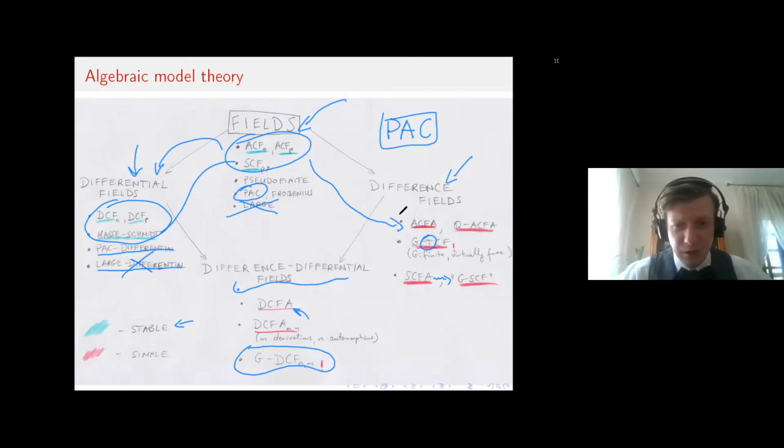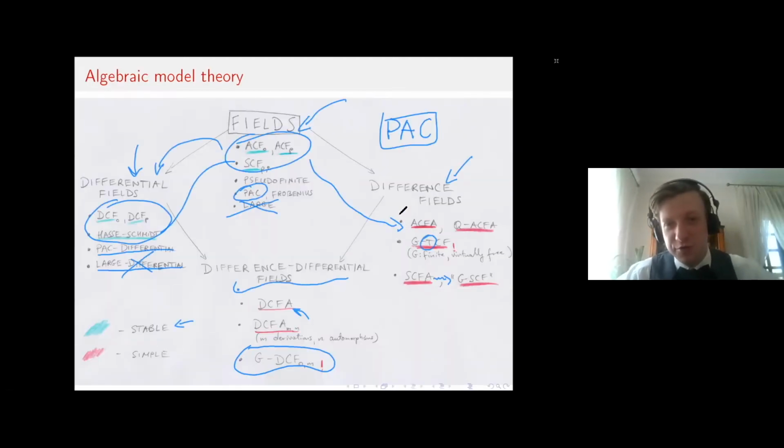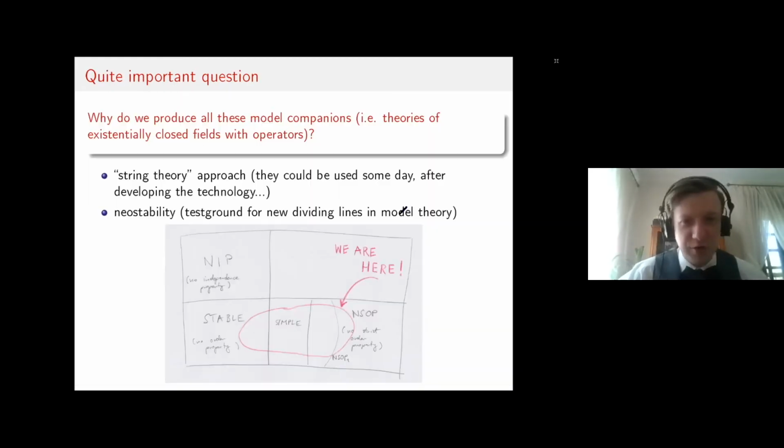So there is this important question. Because I'm showing you all these examples of model companions, right? Of classes of existentially closed fields with some operators. So that's a natural question. Why do we produce all these model companions? So, theories of existentially closed fields with operators. I think there are more answers to this question, but there are two which I experienced, or somebody answered in this way to me.